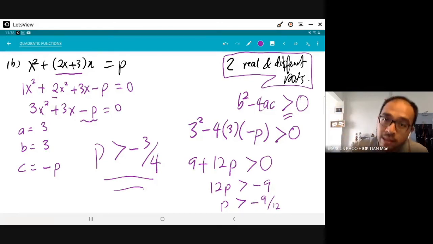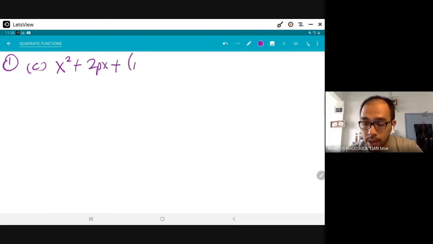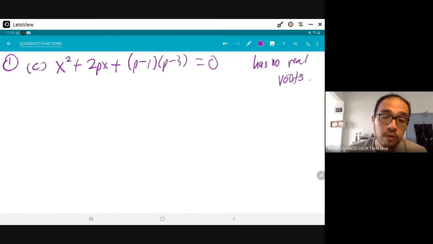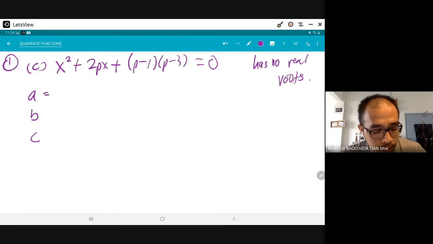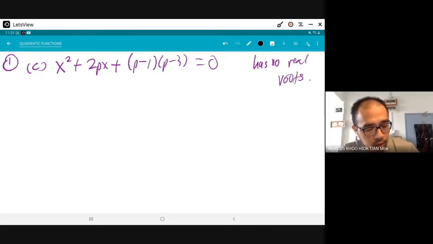But there's another one that is slightly more complicated. Let's take a look at question C. You have x squared plus 2px plus p minus 1 and p minus 3 equals 0. And then they say it has no real roots. First of all, same question that I always ask everyone. Freya, from this equation, can you tell me what is A, B, and C? Times the p negative 1 and p negative 3 first. Ken, if I want to do that, can you tell me how to do this?